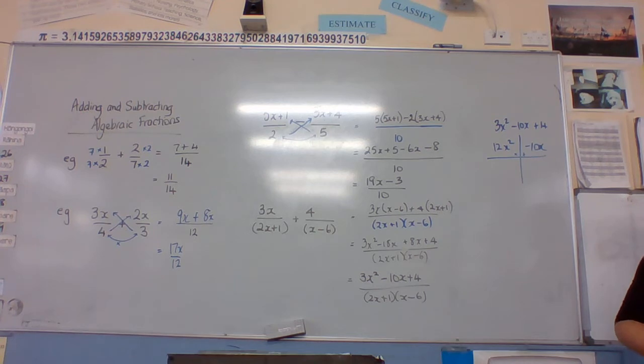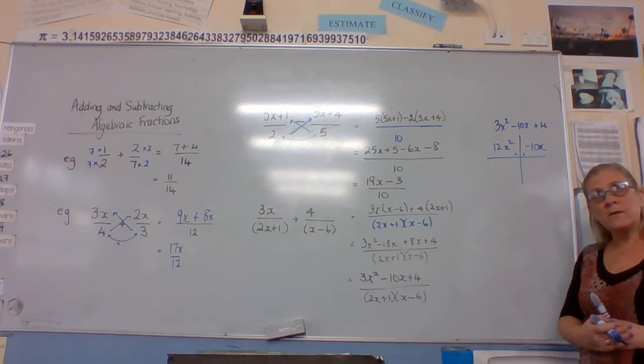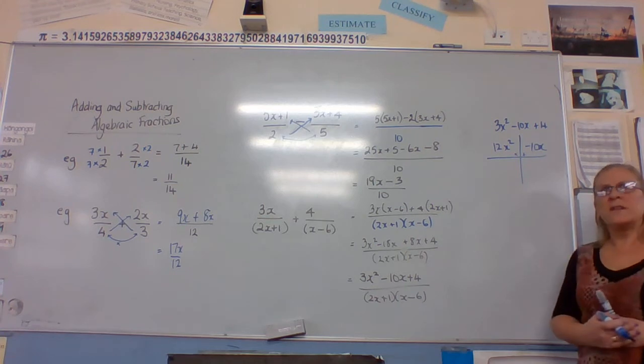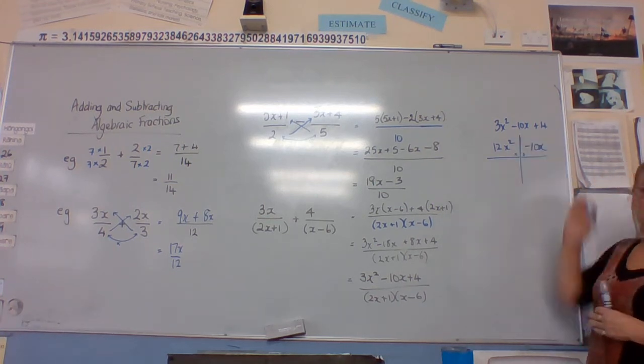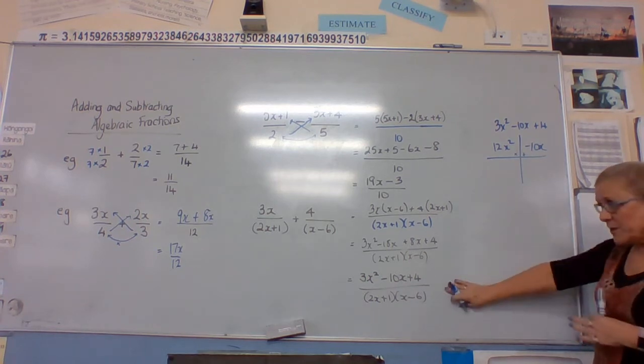No. I cannot think of something that multiplies to give 12x squared, 6 and 2, 1 and 12, and adds to give negative 10. Neither 6 and 2 nor 1 and 12. So therefore that does not factorize. So therefore that is our answer.